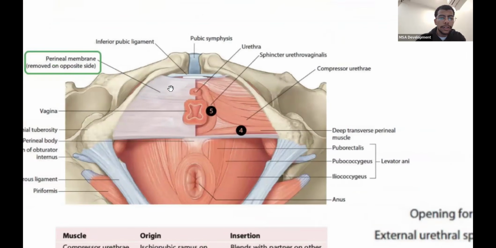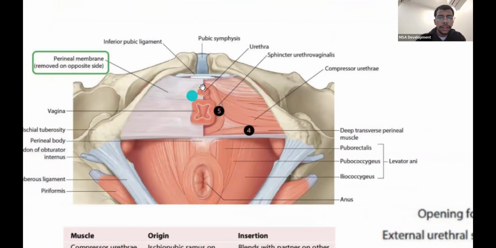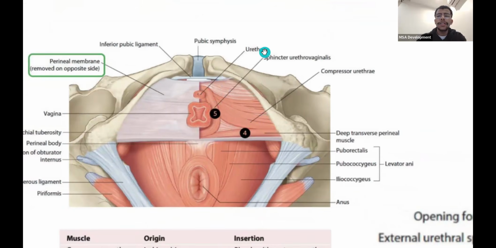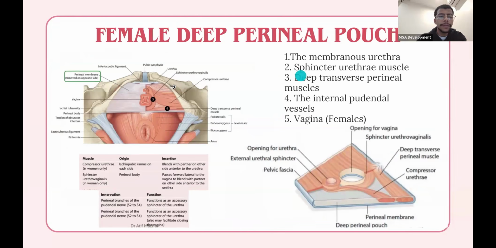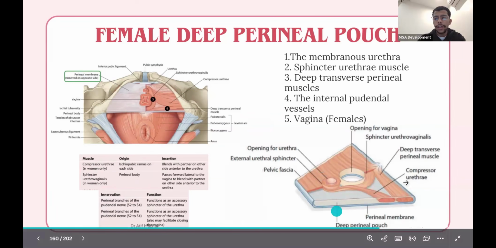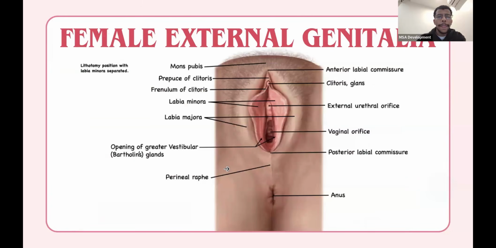So here's the model or the drawing. The urethra is here in the middle. Then we have sphincter urethrovaginalis. Then we have compressor urethrae. Sphincter urethrovaginalis is the same as the sphincter urethrae, by the way. And these are the components of the deep perineal pouch. This structure is also the same. The only difference is compressor urethrae, as I mentioned.